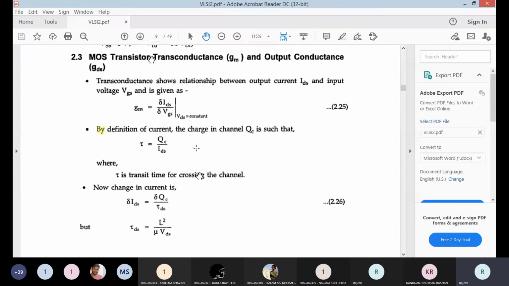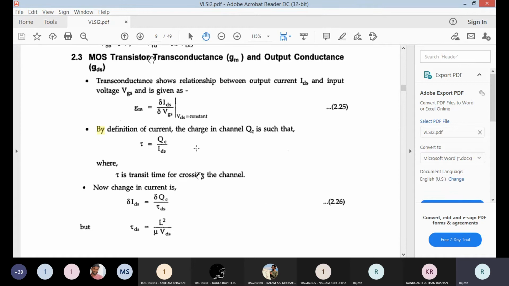We have a concept called transconductance. What is transconductance? What is conductance? Conductance means the ability to conduct, so it is the reverse of resistance. Conductance is represented by G and resistance by R, so conductance G is inversely proportional to R. Conductance G is equal to 1 by R. Conductance and resistance have reverse properties.